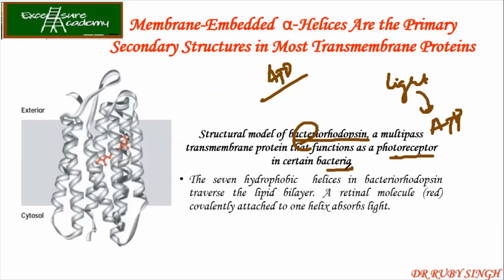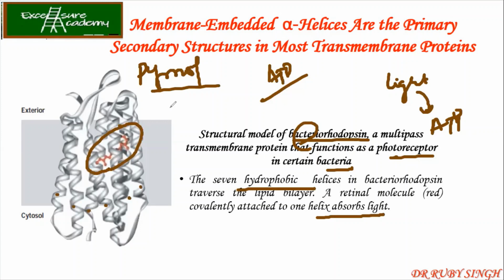So how many helices are there if you count? 1, 2, 3, 4, 5, 6 and 7. So there are 7 hydrophobic helices in bacteriorhodopsin and a retinal molecule covalently attached to the helix which absorbs the light. So where is it? Over here. If you go to PyMol again and upload the structure of bacteriorhodopsin, you can see this retinal structure. It will be either in cis or trans form.